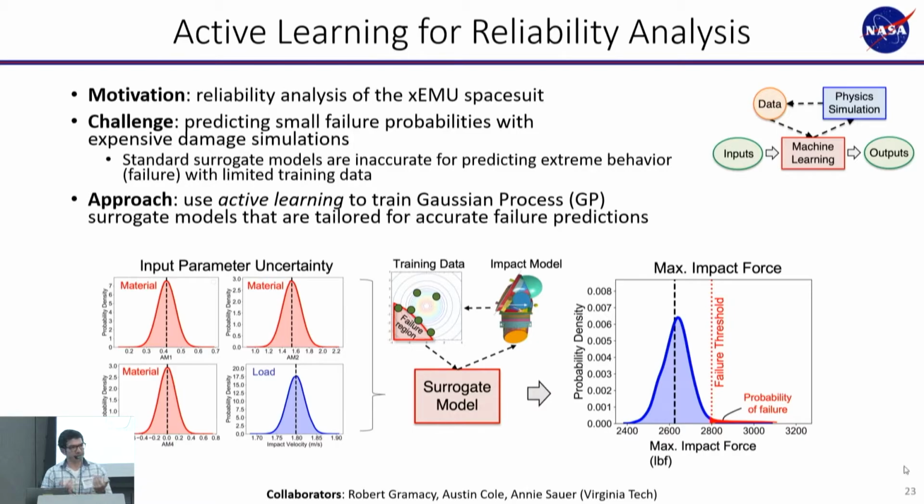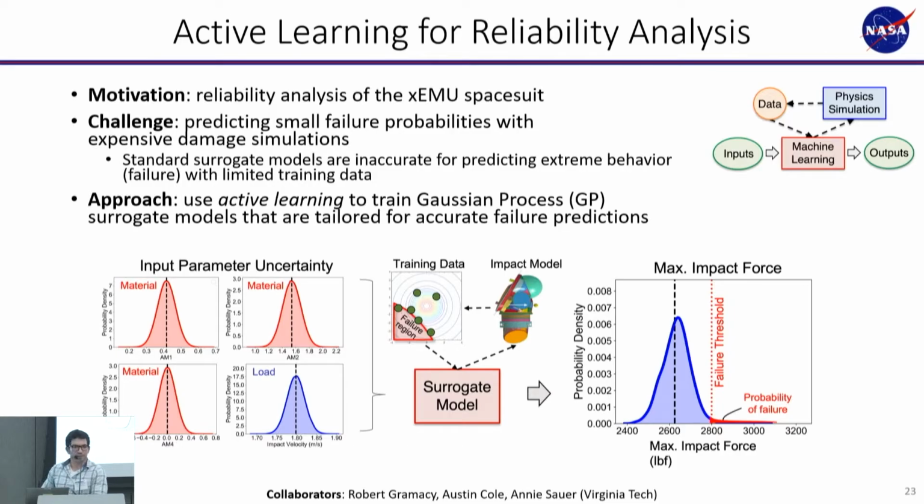Using a standard surrogate model for a problem like this, when you don't have a lot of training data, you're probably going to have pretty inaccurate predictions of the extreme behavior of your computational model. So it's really hard to predict what's going on in the tails of your distributions when you don't have a lot of training data with the surrogate.